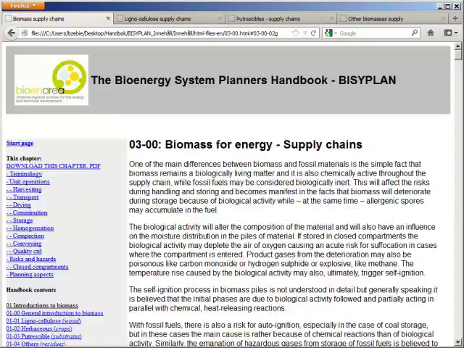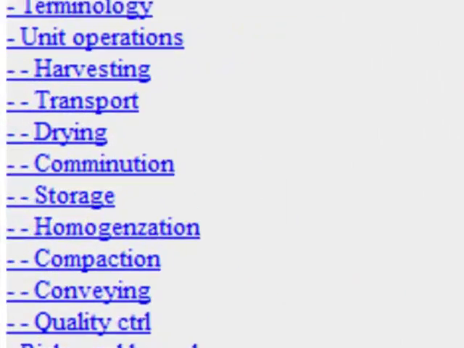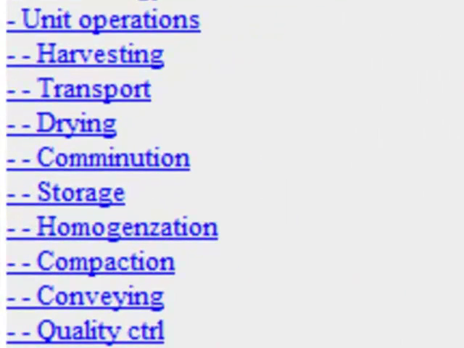I would say that we have now covered the main part of the unit operations that are effective in a biomass supply chain and in a biofuel supply chain. We have talked about the harvesting, transport, drying, comminution, the storage and the compaction. What we have not talked specifically about is homogenization, though the importance of homogenization was mentioned in the context of compaction. And we have not talked about conveying.